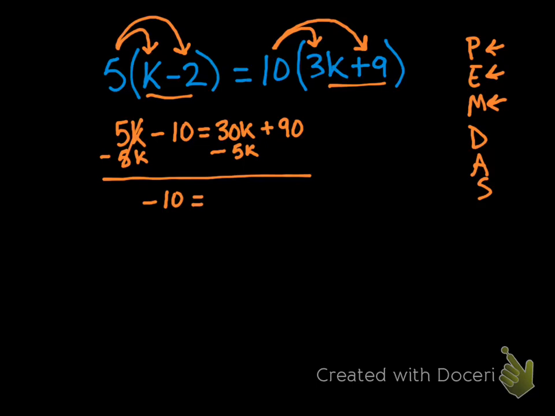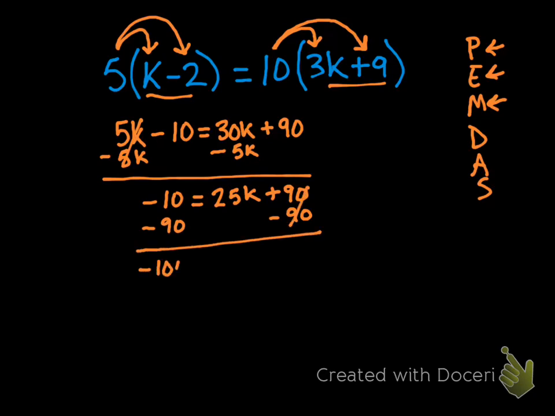Okay, negative 10 equals 30 minus 5, which is 25k, plus 90. We need to subtract 90. Negative 100 equals 25k, divide by 25. Negative 4 equals k. Now check.